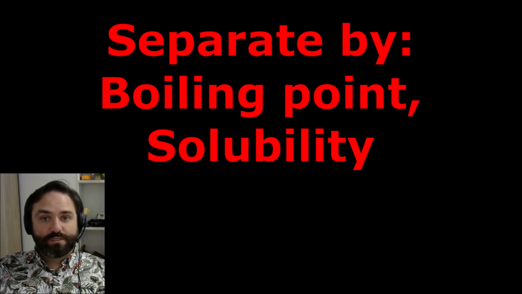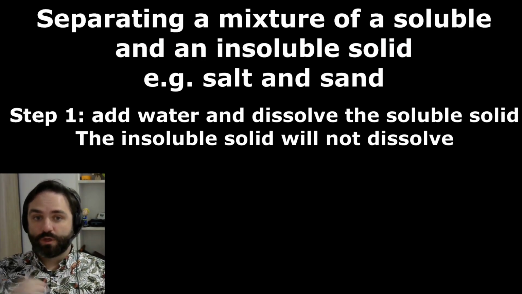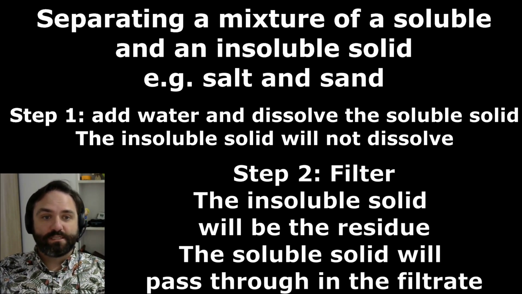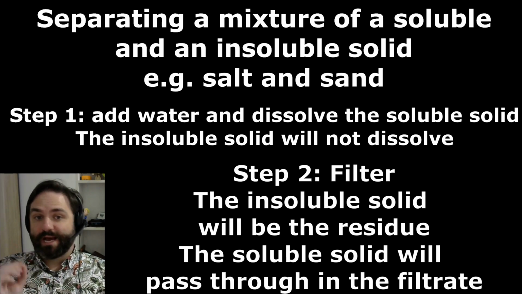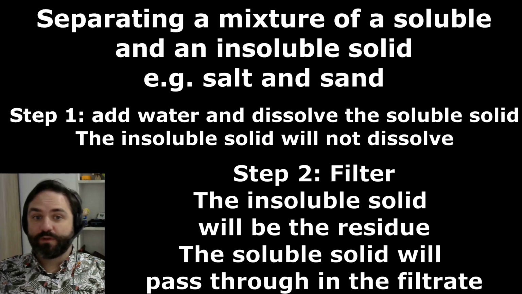If one of the solids is soluble and the other is insoluble, then very easily you can dissolve the mixture. Only the soluble solid will dissolve. You then filter to remove the insoluble solid. You then have to wash the residue to remove any traces of the dissolved solid. Then you can dry it. It depends on what you're trying to get. If you want the insoluble one, then your process is done.